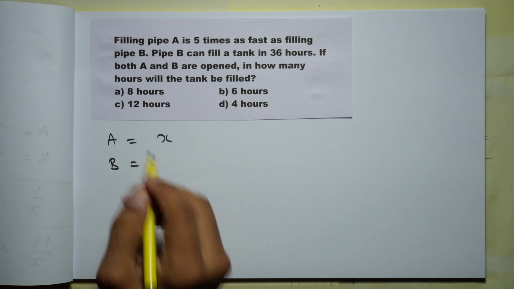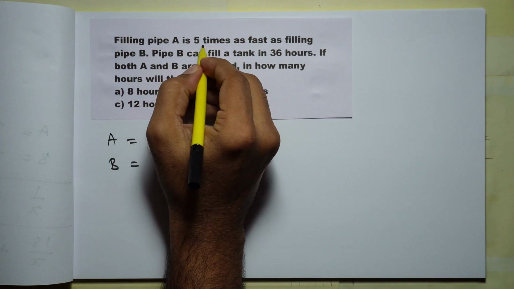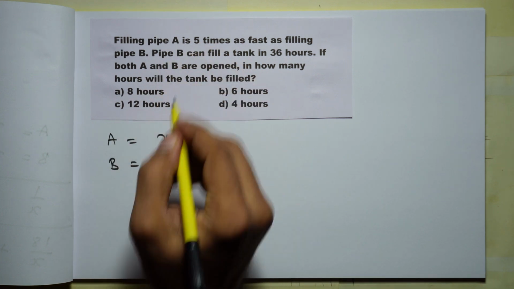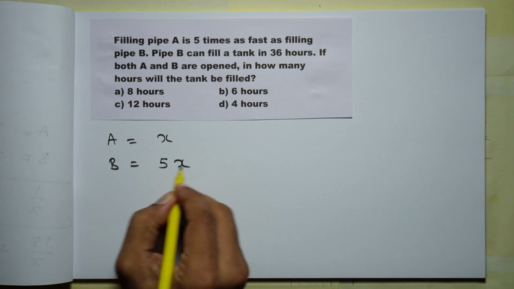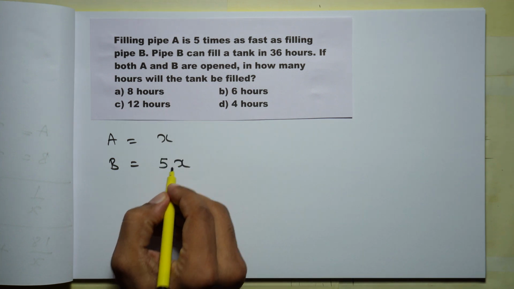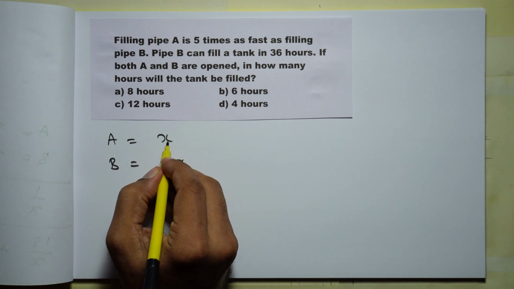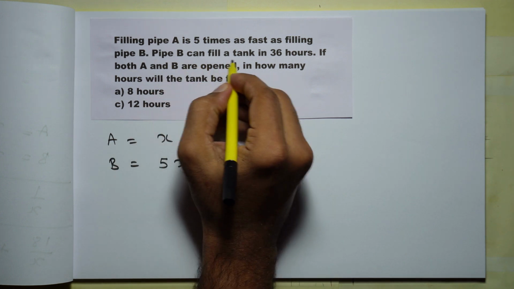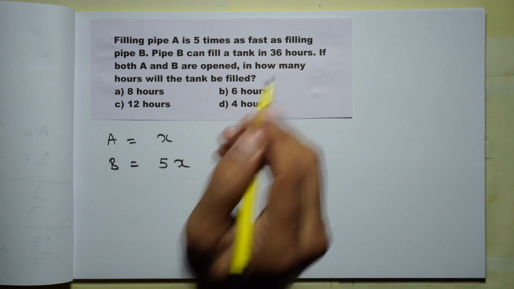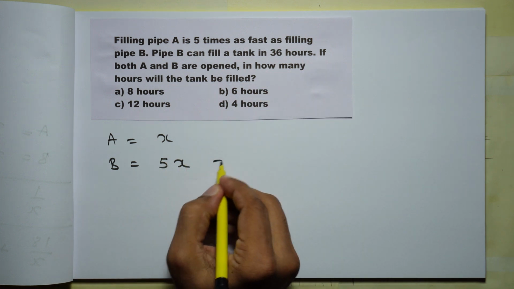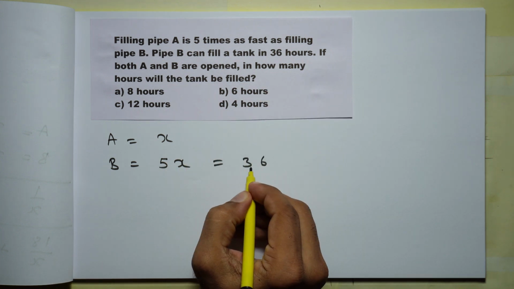Since B will do only 1/5 the work done by A, B will require 5 times as much time. So B will require 5x time. That is 5 times the time required by A. Pipe B can fill the tank in 36 hours. So B can do it in 5x hours and that is equal to 36 hours.